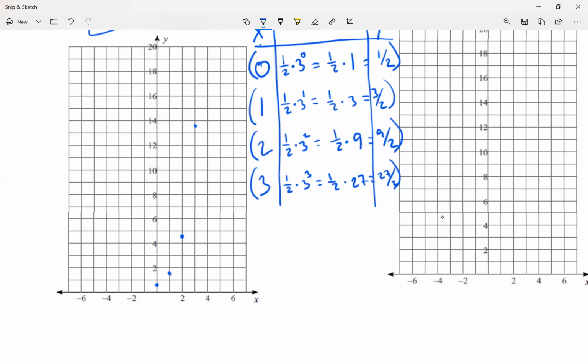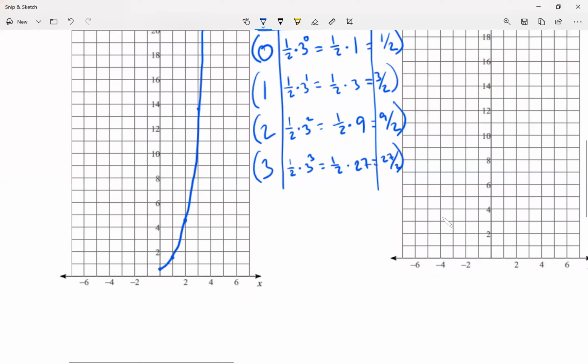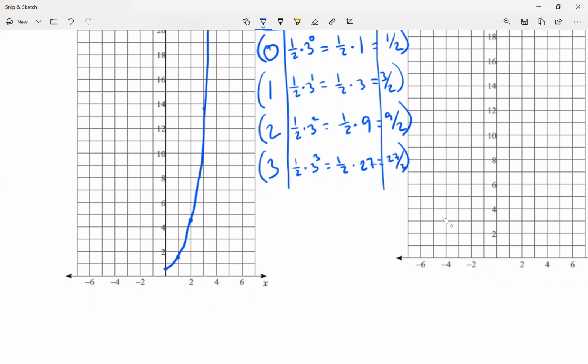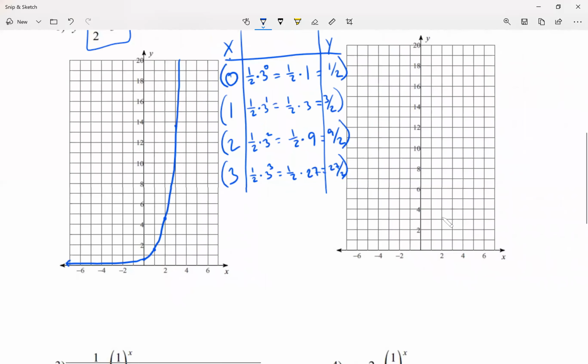All right, I think we have a very good idea how my graph looks. I'm going to connect my points. It looks a little curvy. Now, one thing on the left side, because I could have chosen negative values for x. On the left side, it does exist as well, but it is approaching 0. It doesn't quite reach it. It's just approaching 0. That's it.